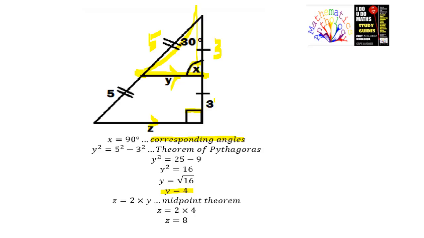If I solve for z now, z is the bottom length of the triangle here, and I know that will be twice the value of y. We just worked out that y is 4, so z will be twice 4, which is 8, and that is because of the midpoint theorem.